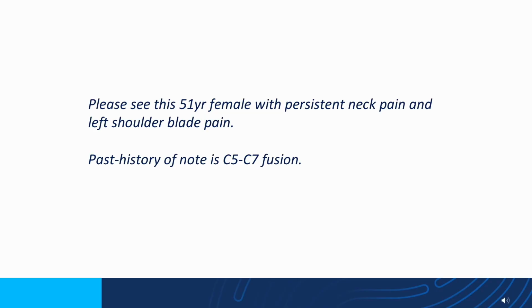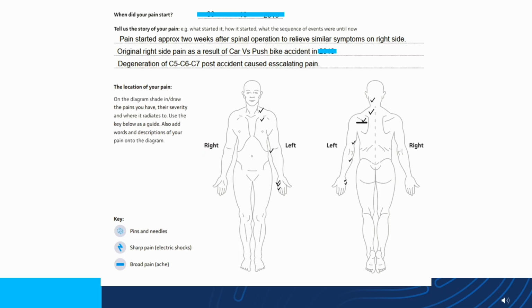So this is a real patient, names and a few things have been changed. The referral read as such. Could you see this 51-year-old female with persistent neck pain and left shoulder blade pain? That's pretty much it. There was a past history of a C5 to C7 fusion, so an anterior cervical disc fusion. This is the questionnaire.